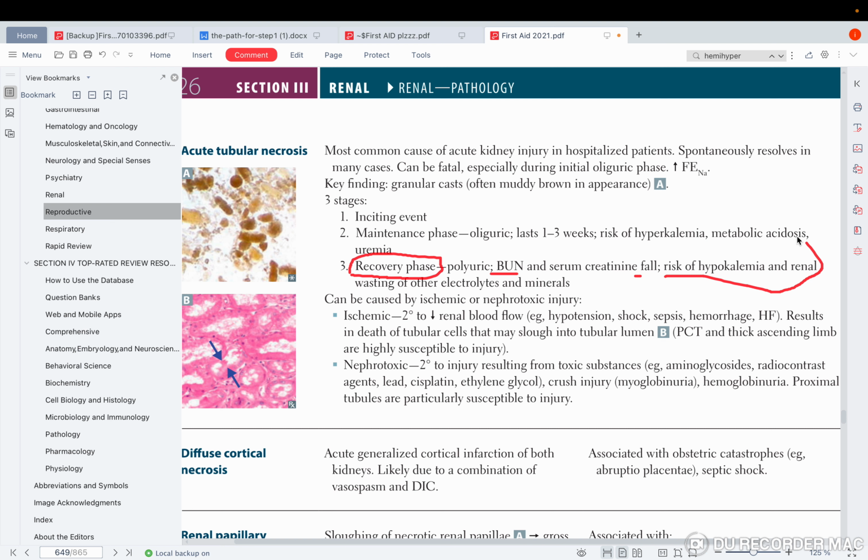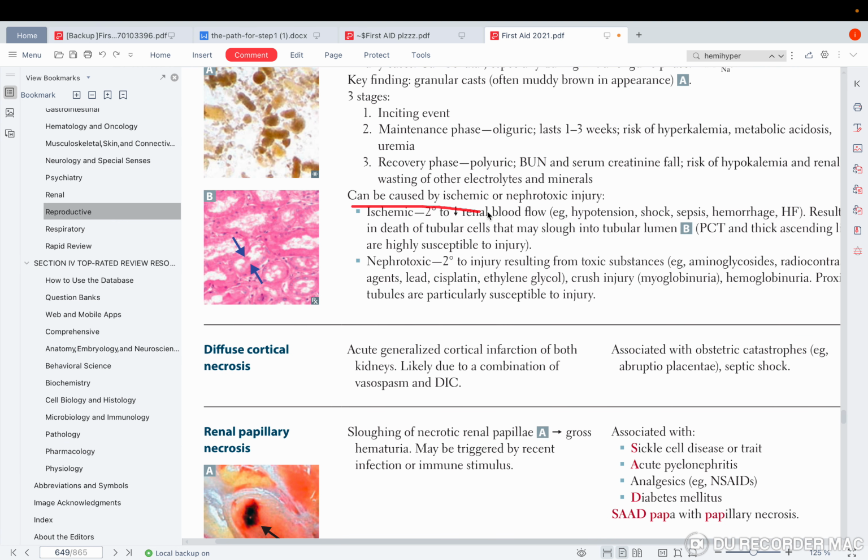Risk of hypokalemia now happens. But why? Because you are secreting, but you are not reabsorbing. A renal wasting of other electrolytes and minerals occurs basically because you are only secreting, you cannot reabsorb anything. Okay, but it can be caused by ischemia or nephrotoxins.